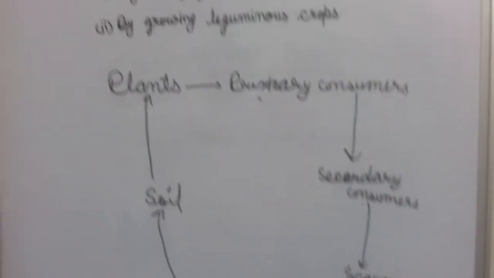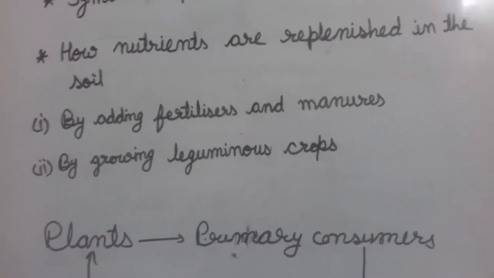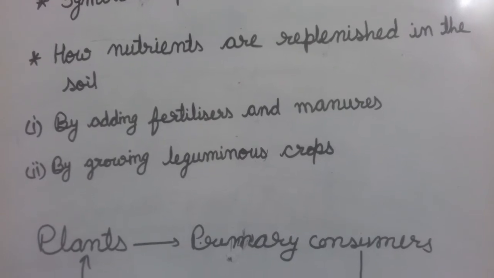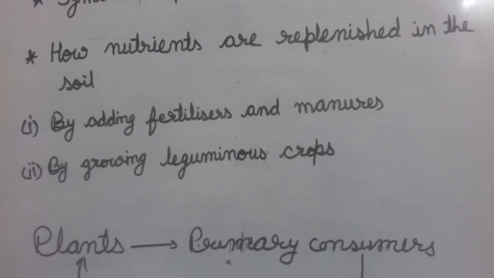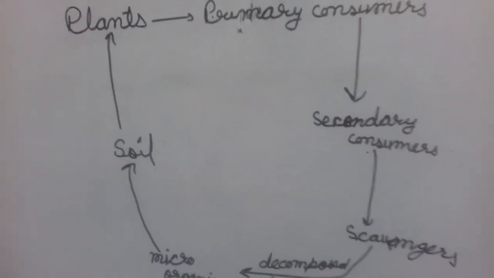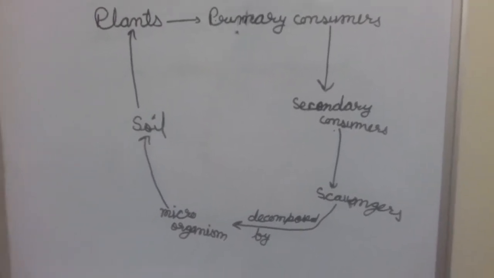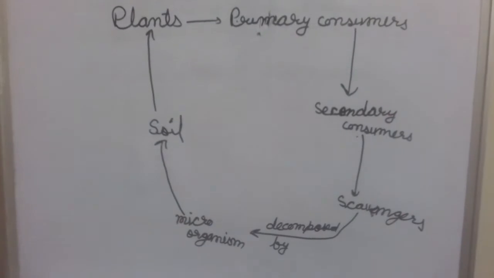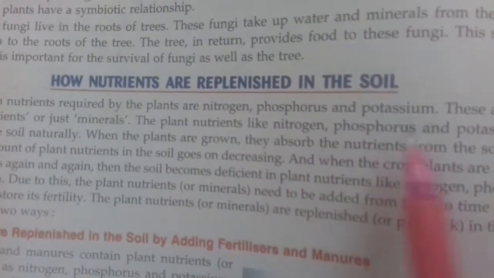Now, besides these nutrients, plants need more nutrients for growth, because when plants absorb nutrients from the soil, the amount of nutrients in the soil goes on decreasing. Therefore, they need to be added from time to time to restore the fertility of the soil. Now, see in your book. The main nutrients required by the plants are nitrogen, phosphorus and potassium.